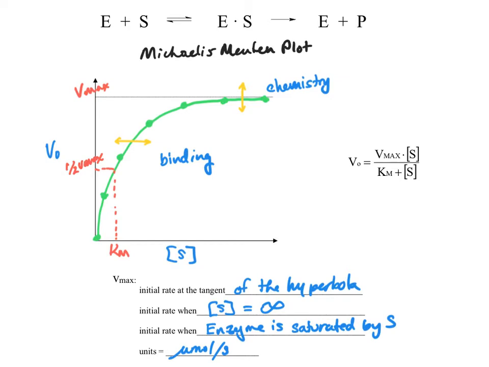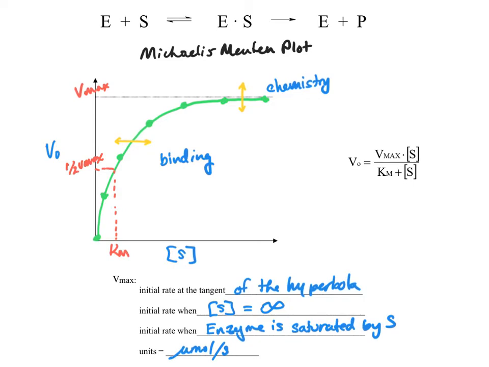Shown in green, especially the dots, that's the actual data that you could collect in a lab. Then we use the plot, the Michaelis-Menten plot of velocity versus substrate, to determine two really important parameters that help us understand how the enzyme and the substrate interact with each other.